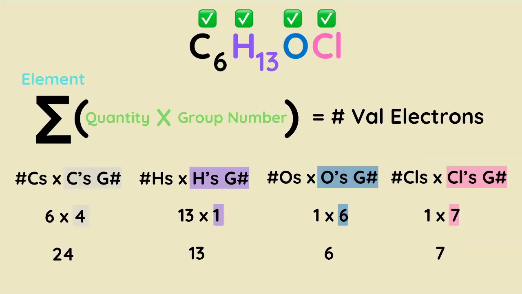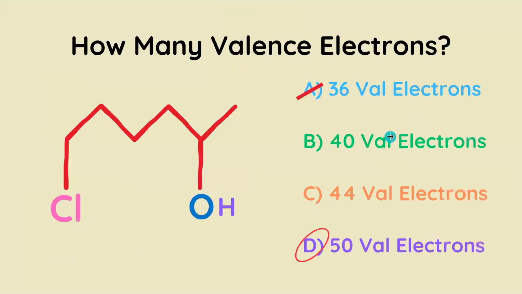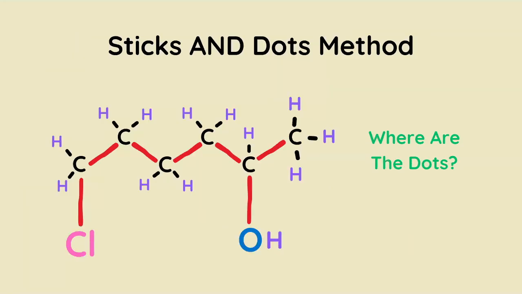We do the same product of quantity and group number for both of the remaining elements, oxygen and chlorine, add everything together, and it comes to 50 valence electrons total for the molecule. So that means that D, 50 valence electrons, is our answer. However, there's another way that we could have done this, and I highly recommend doing it this way if you are taking organic chemistry or plan to very soon.